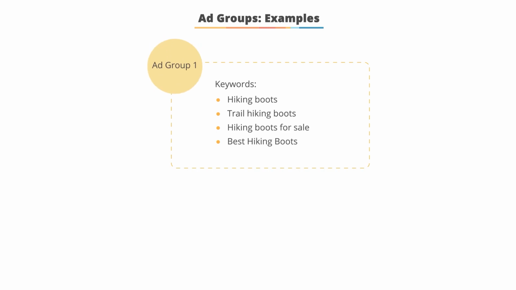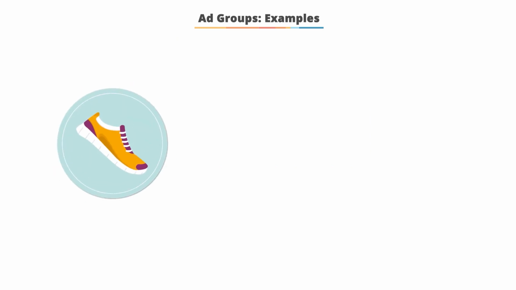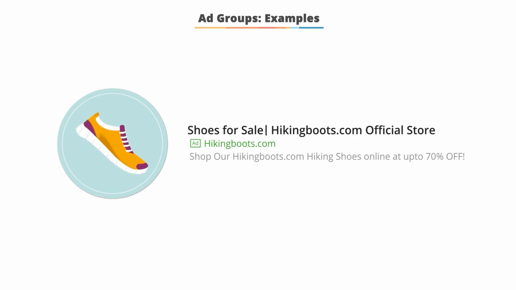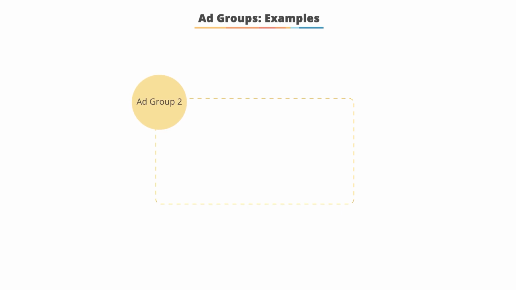So we may take some keywords like hiking boots, trail hiking boot, hiking boots for sale, best hiking boots, and put them in an ad group together, right? We make an ad only for those keywords. So we create an ad, hiking boots for sale, walk the trails in comfort. But then someone searches for running shoes. That ad would not be a good result for them, right? A hiking boots ad when they're looking for running shoes. So you'd want a different ad group for running shoes.